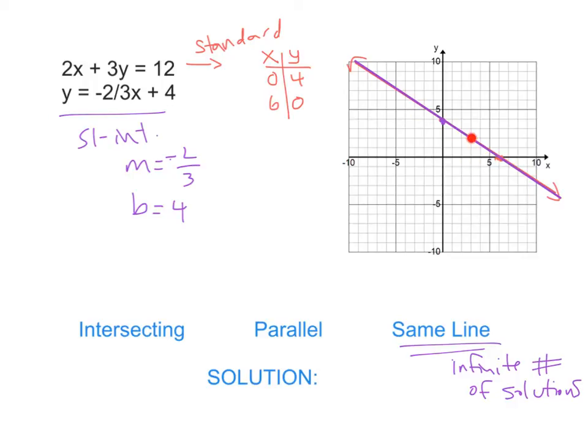So the point 3, 2, that is a solution. The point 9, negative 2, that's a solution. So there will be an infinite number of solutions. So the solution of a system does depend on whether the lines intersect, are parallel, or are the exact same line. Again, intersecting lines have a solution that looks like this, an x and y coordinate. Parallel lines have no solution. And the same line has an infinite number of solutions. More practice on this in class.